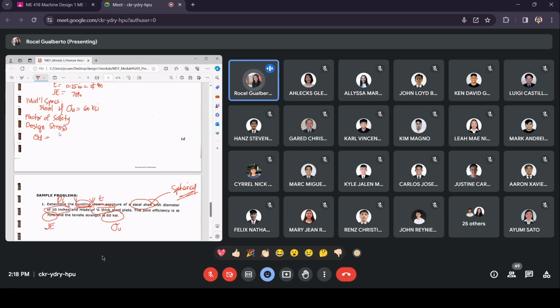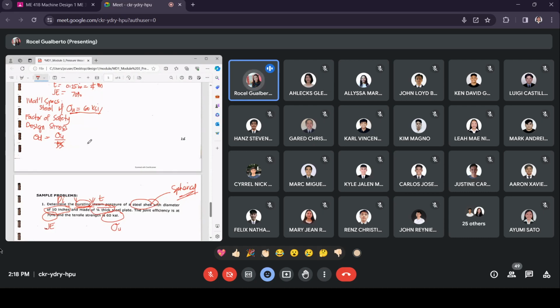Sigma D is equal to sigma U divided by factor of safety. How do I know that it would be based on the ultimate? Since on the material specification, it is the only one given. So we will make use of it on our design stress. Now, factor of safety, again we ignore the factor of safety because we are looking for the bursting steam pressure. So therefore your sigma D is equal to your sigma U only.